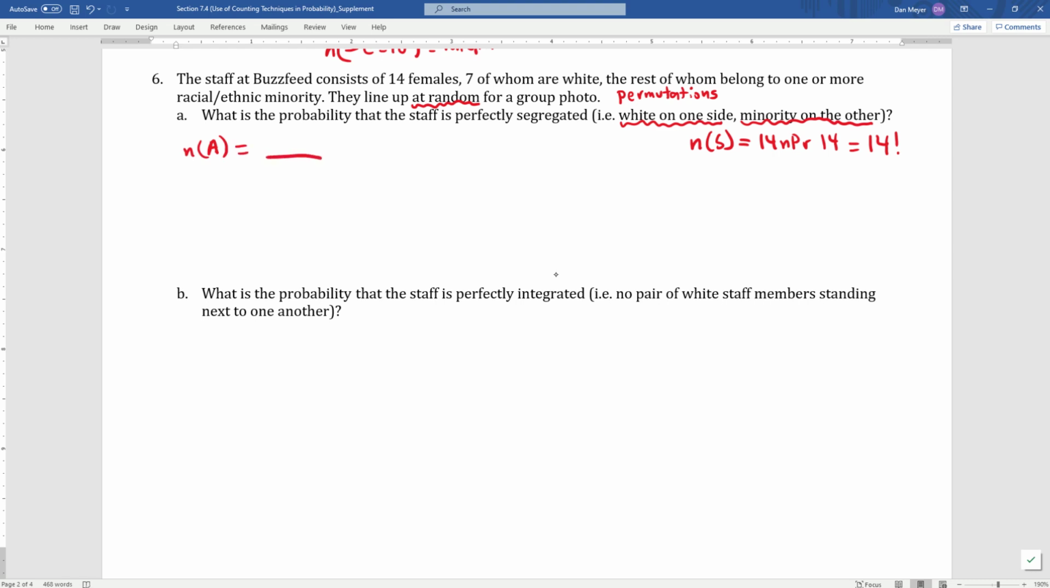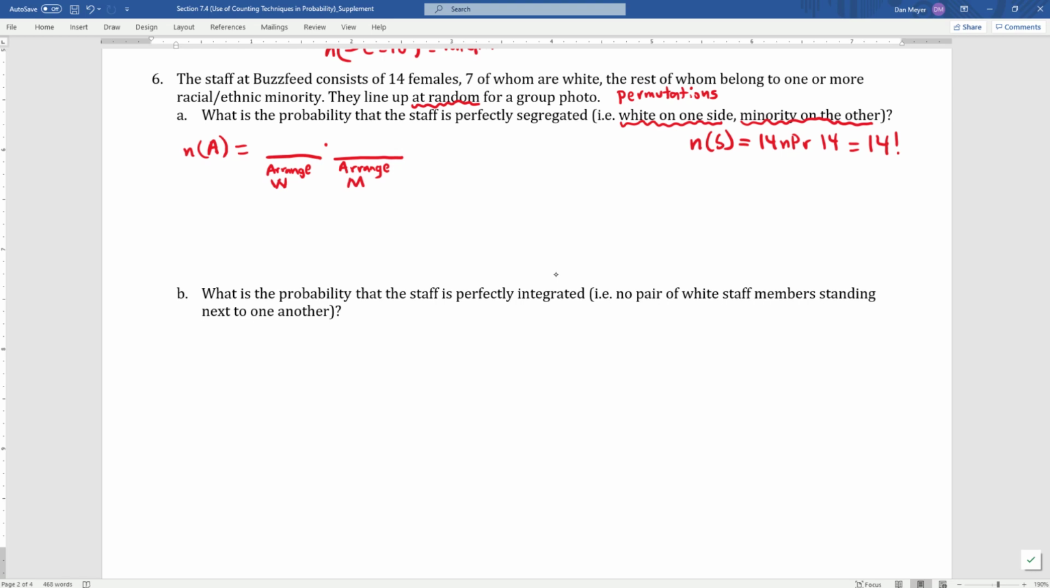The first two tasks are to arrange. We're going to go ahead and arrange the white staff members and arrange the minority staff members individually. We're going to treat those groups individually.